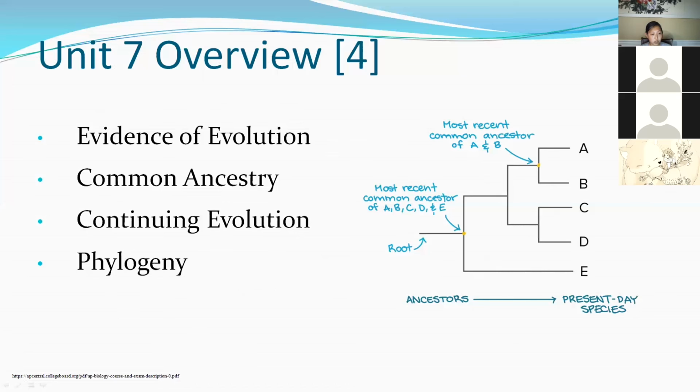Also continuing evolution. Right now we're still continuing to evolve. The world is still continuing to evolve, and evolution is not only in the past. And then phylogeny is these phylogenetic trees over here. The most important part is knowing how to read them. These are able to show how recent a common ancestor was, and how related any organisms are to each other over time.